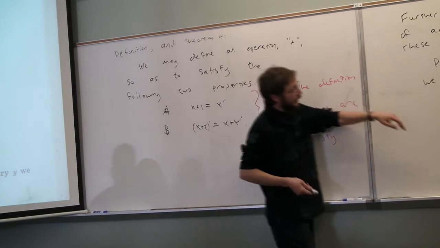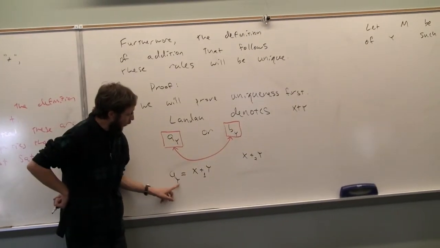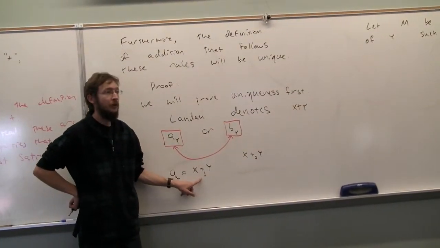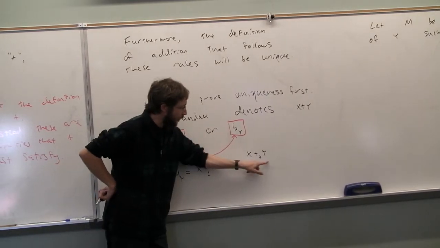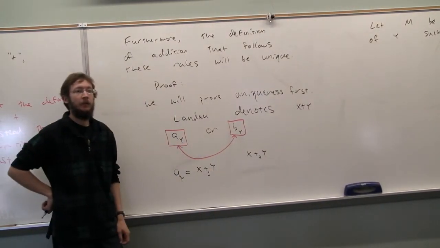Okay, so these are two different ways to add numbers. AY says add x and y using the first method, and BY says add x and y using the second method of addition.